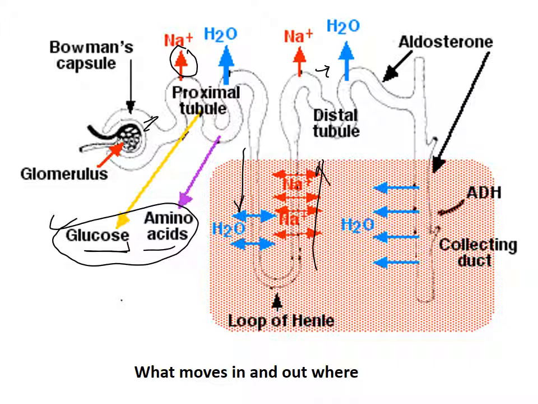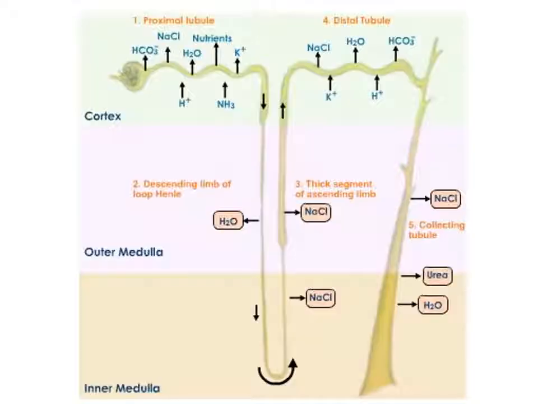Water is still going to be pulled out. And this is where control will happen, like how much do we want to excrete of what? And hormones will act here. And then the collecting duct, where the final passage of the filtrate is, and still water is moving out. So we're reclaiming water almost all the way, except in the ascending limb of Henle.